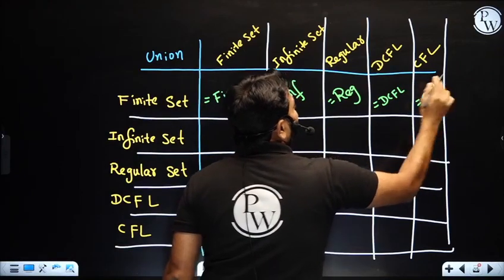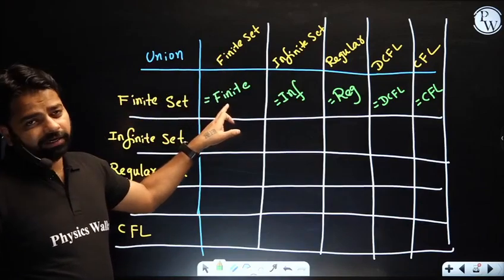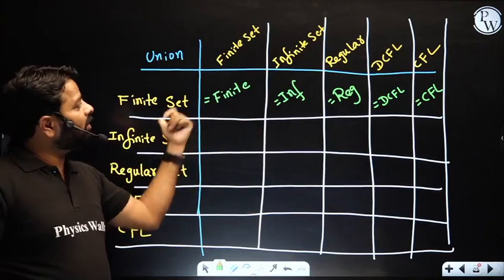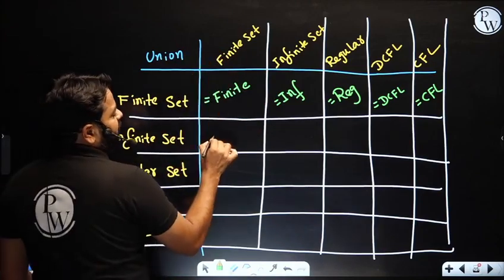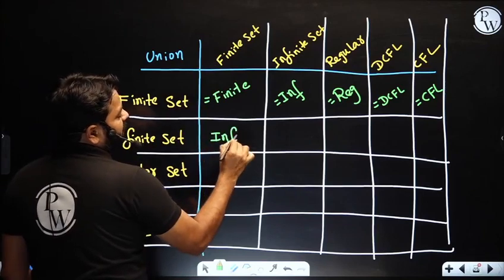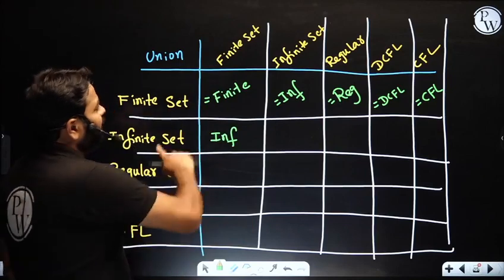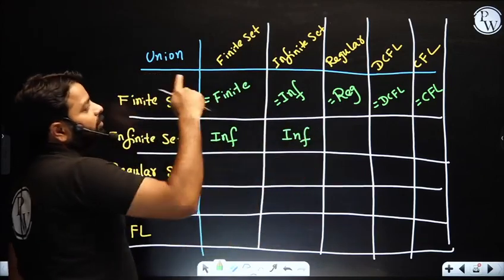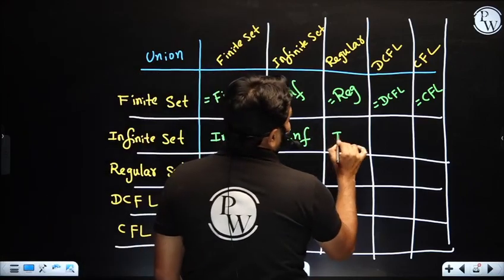So finite union finite, you may delete it, but you understand, you get finite. Assume that it's the result of the row and column. Now infinite union finite is definitely infinite, as one of the operands is infinite, so the whole result is infinite. Infinite union infinite is definitely infinite. Infinite union regular, we don't know whether it is regular or not, but it comes as infinite.